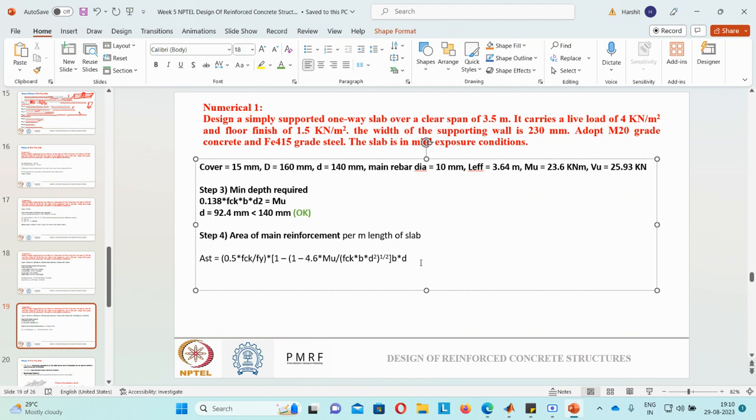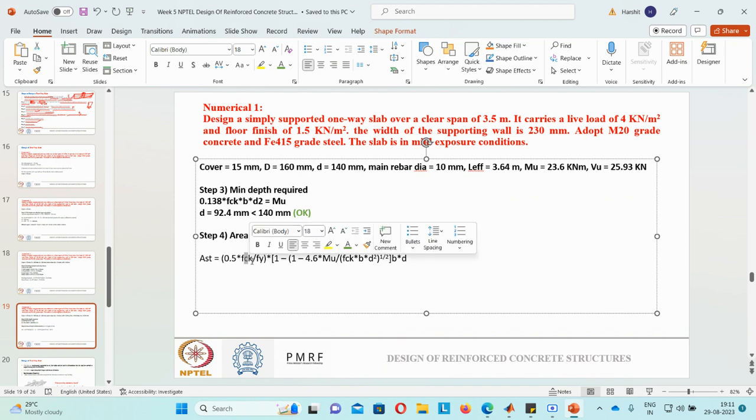It is 0.5 fck upon fy, whole into 1 minus under root of 1 minus 4.6 Mu upon fck b d square, whole into b d. In my discussion slide, you will find this formula. Later on also, you can just note this formula for now. You will find this relationship elsewhere also. So in this, what we need to do? We know fck, we know fy, we know Mu.